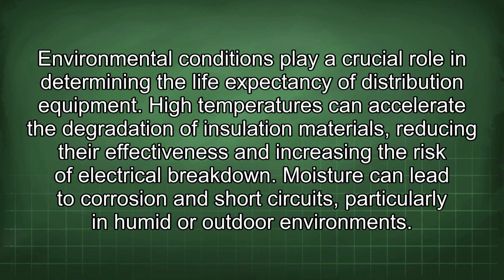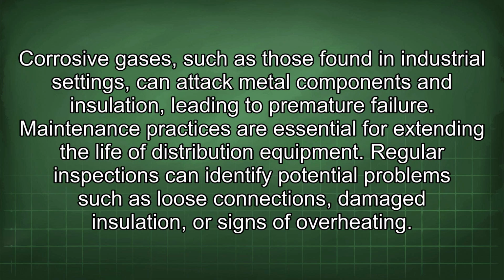Environmental conditions play a crucial role in determining the life expectancy of distribution equipment. High temperatures can accelerate the degradation of insulation materials, reducing their effectiveness and increasing the risk of electrical breakdown. Moisture can lead to corrosion and short circuits, particularly in humid or outdoor environments. Corrosive gases, such as those found in industrial settings, can attack metal components and insulation, leading to premature failure.